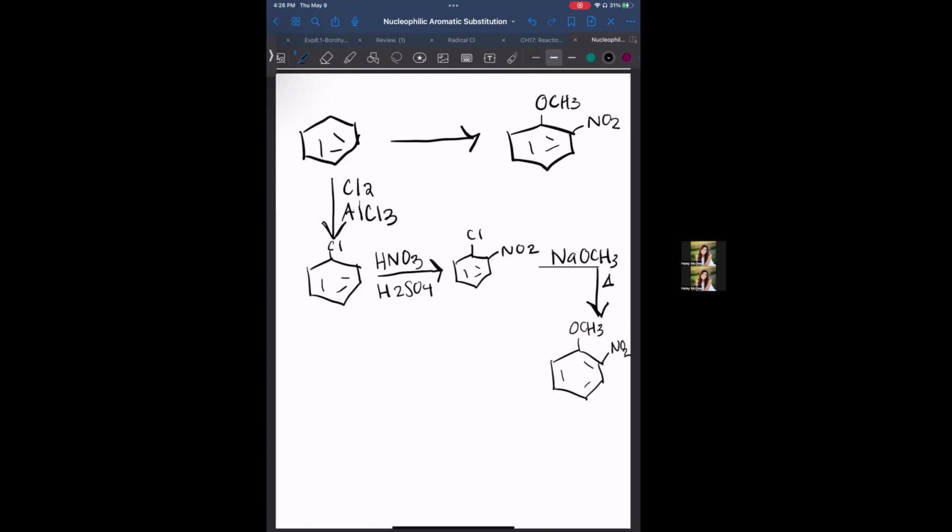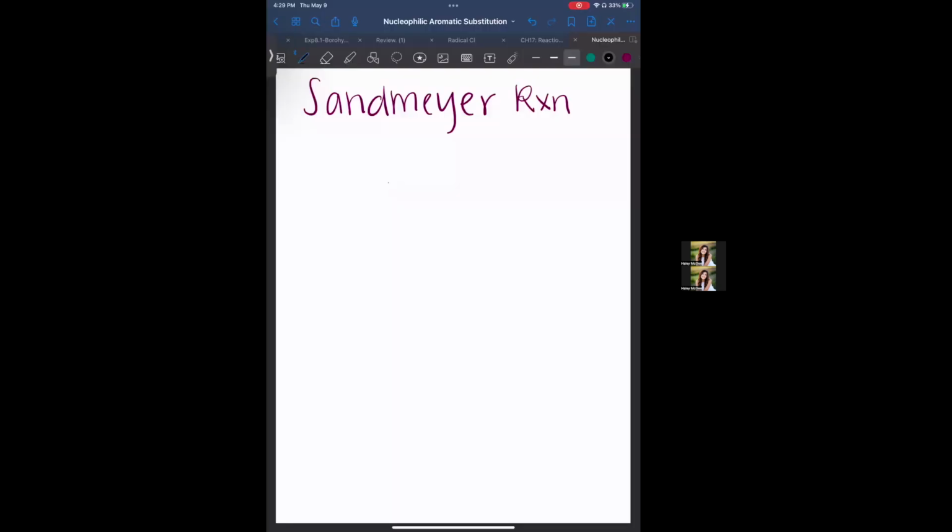And we could even take this one step further if we wanted to, and we can change this NO2 into an NH2 with Pd, H2. And then that would give us OCH3, NH2. All right, so the reason that we turned this last reaction all the way to an NH2 instead of leaving it at an NO2 is to lead us into our Sandmeyer reaction.